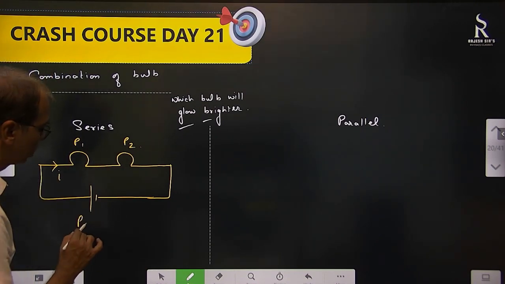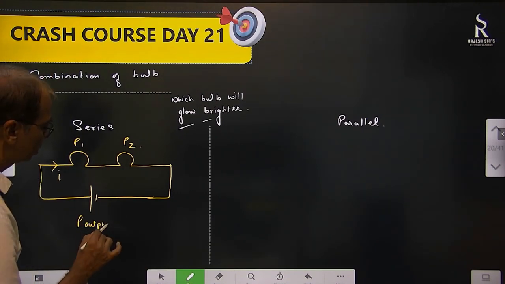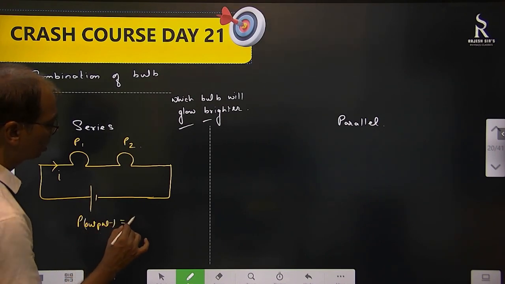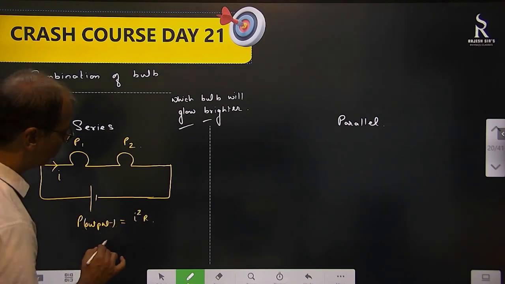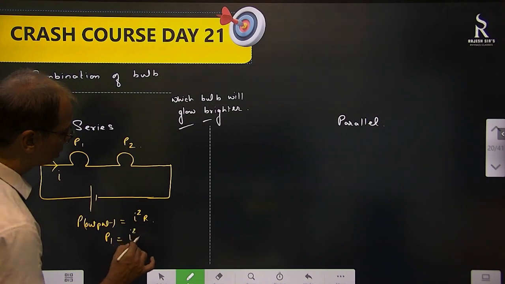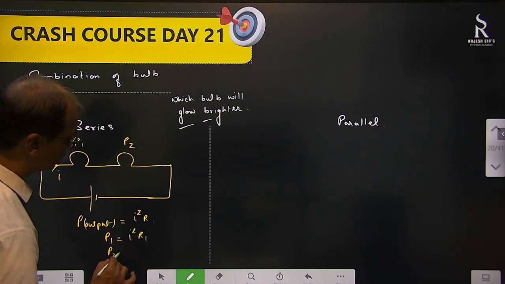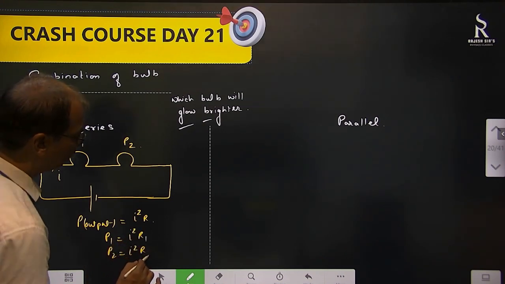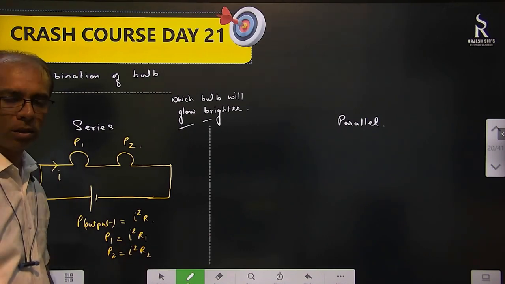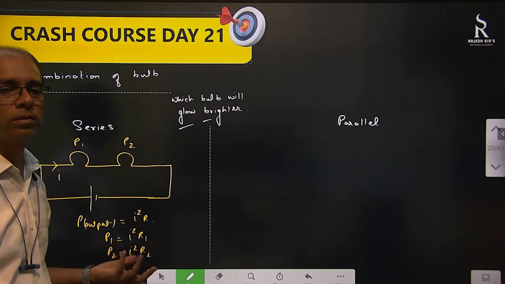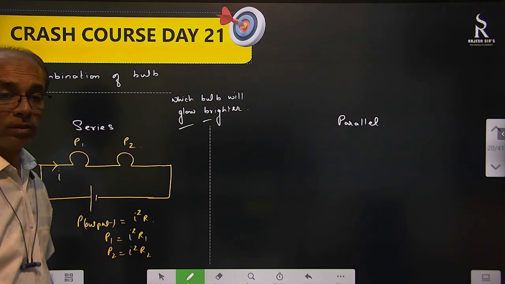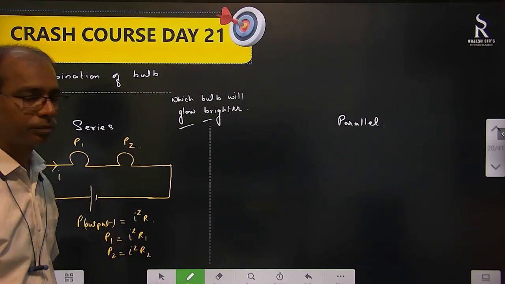So, whichever is having more resistance will glow brighter, no? Power output is what? I square R. So P1 will be I square R1, P2 will be I square R2. So whoever is having more resistance will glow brighter, whichever is having less will glow less. Reason? Series connection.